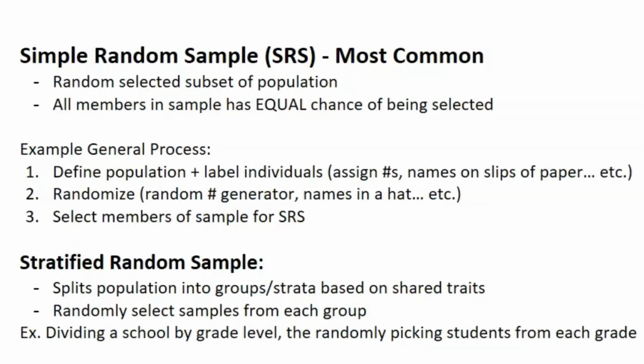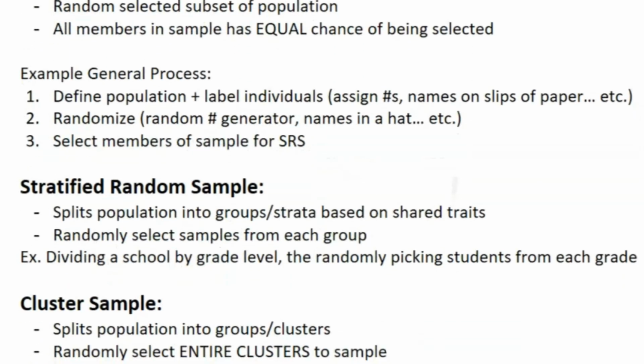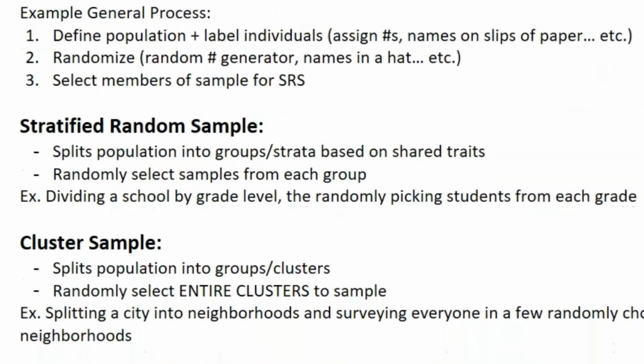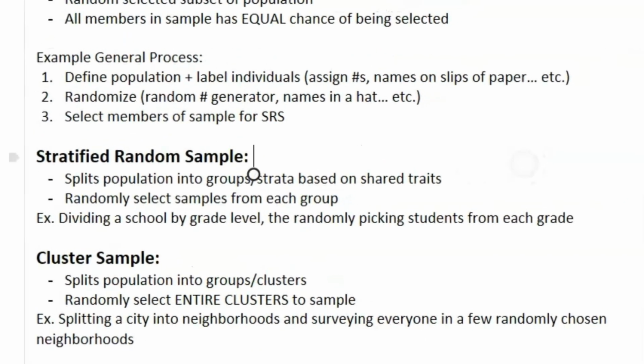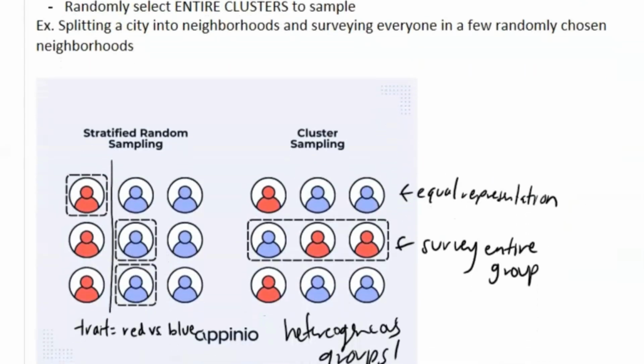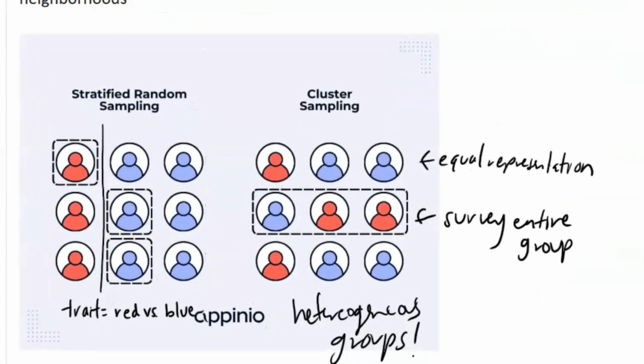Here's another example. You divide a school by grade level and then randomly pick students from each grade. Now, the confusing part with stratified random sample is there's a very particular close second to it, which is a cluster sample. It sounds very similar. You're splitting the population into groups or clusters and then randomly selecting entire clusters. I made that bold for a reason, okay? I made that capital letters for a reason. Entire clusters to sample. An example of that is splitting a city into neighborhoods and surveying everyone in a few randomly chosen neighborhoods. So here's a diagram to make sure that is depicted nicely.